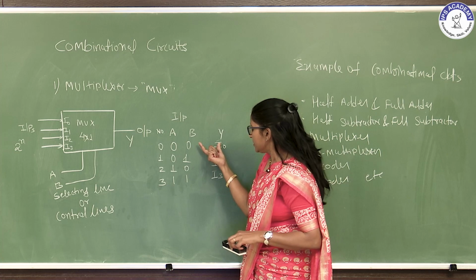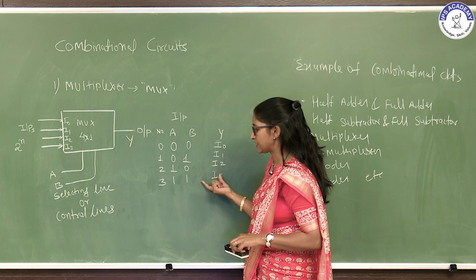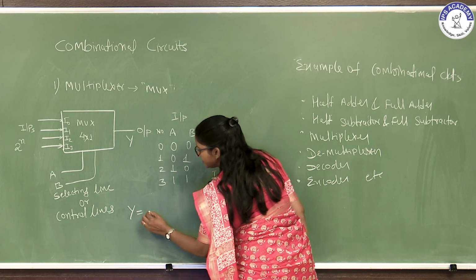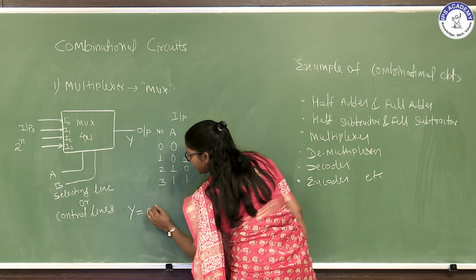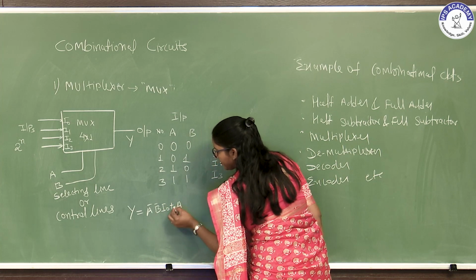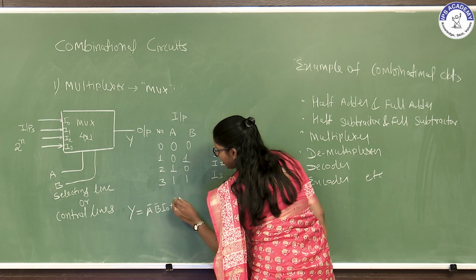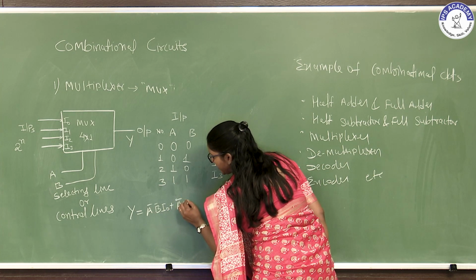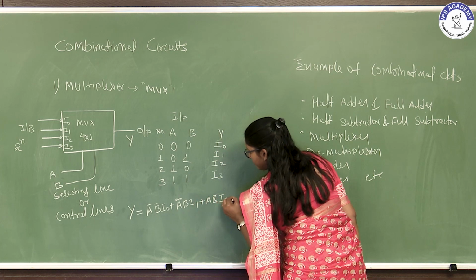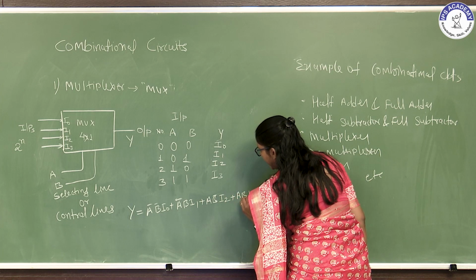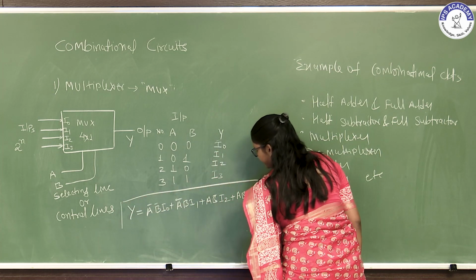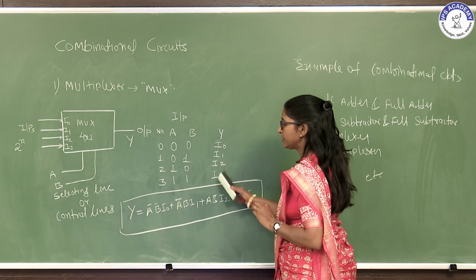So this is the truth table of the multiplexer, we can say. So what will be the output? The output will be A bar B bar I0 plus A bar B I1 plus A B bar I2 plus A B I3. So this will be my output equation, and this will be the truth table.